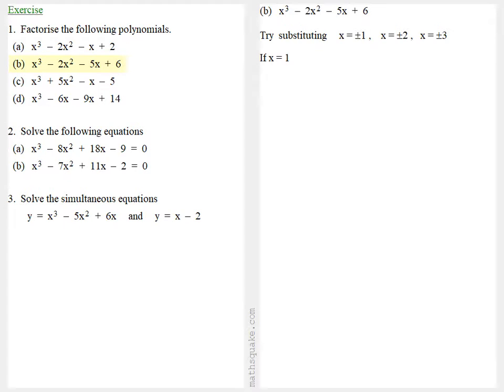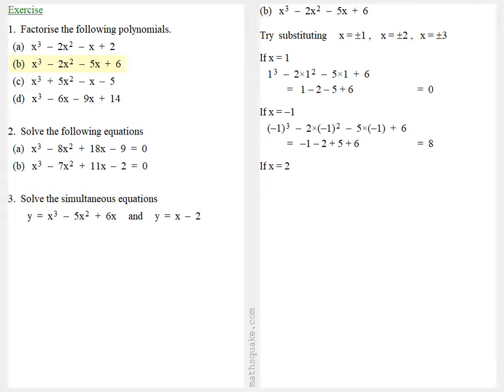If we try x equals 1, we have 1 cubed minus 2 times 1 squared minus 5 times 1 plus 6, which is 1 minus 2 minus 5 plus 6, which is 0. If we try x is equal to minus 1, we get minus 1 cubed minus 2 times minus 1 squared minus 5 times minus 1 plus 6, which is minus 1 minus 2 plus 5 plus 6, which equals 8.